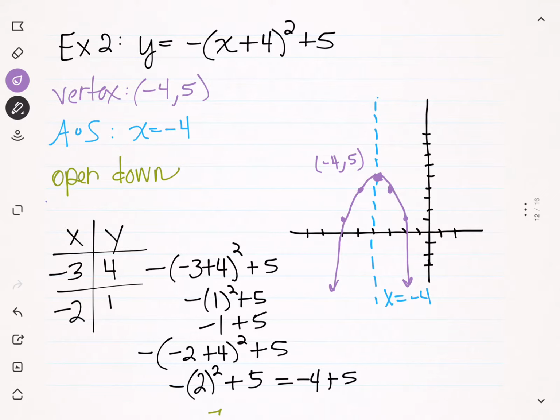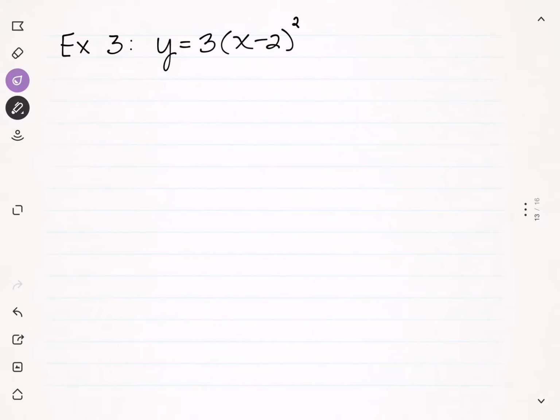Okay? All right, let's try another one. This time we have the equation 3 times the quantity of x minus 2, quantity squared here. Now, I don't see a k value for my vertex. What would my value of k be?